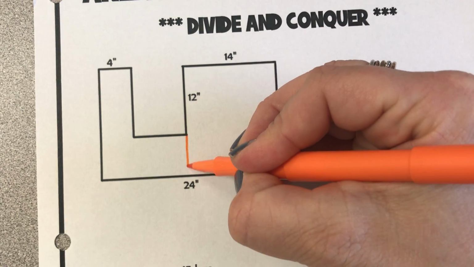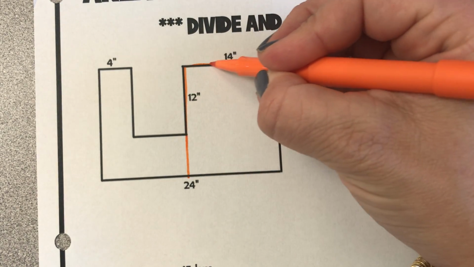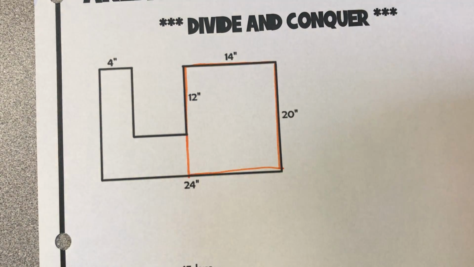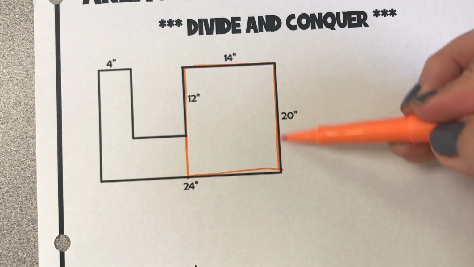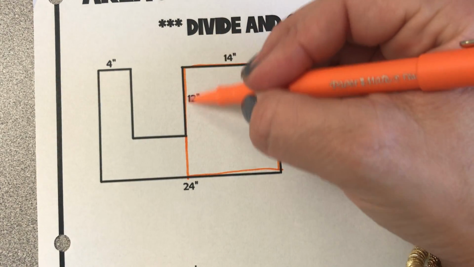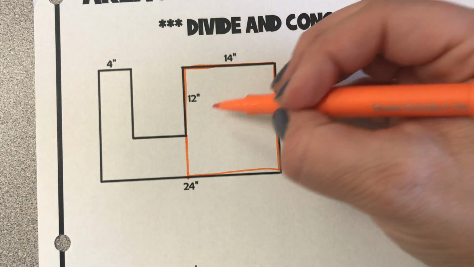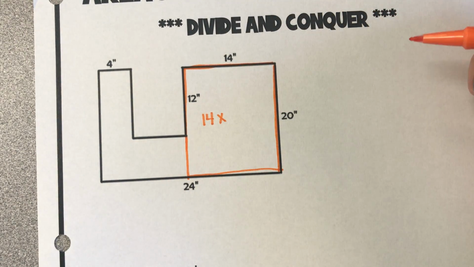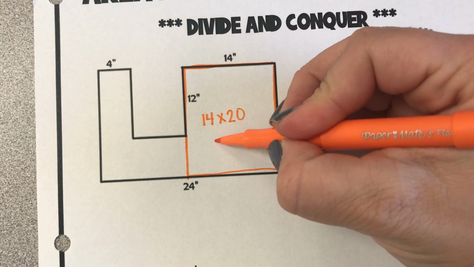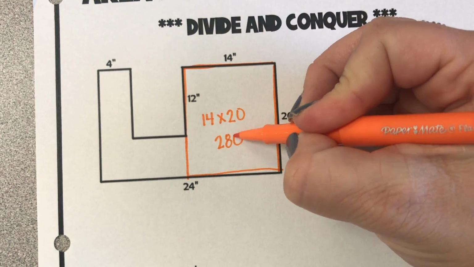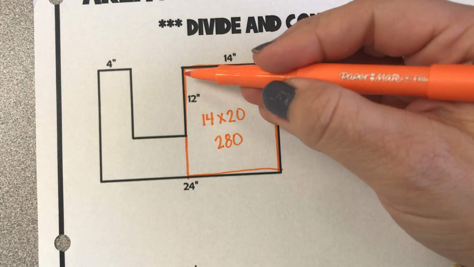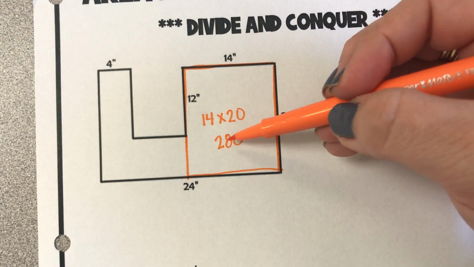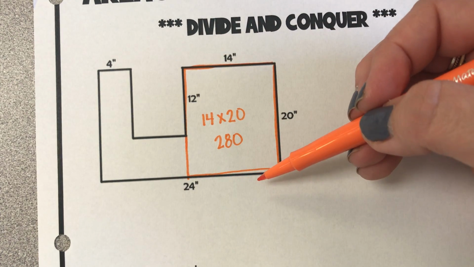So the first shape that I see is this area right here, the main area. Let's figure out the dimensions of it. I can tell it's a rectangle. It's 14 inches across, and it's 20 inches tall. So 14 by 20, I can use my calculator, is 280. So I will need 280 square inches of carpet for this part of my bedroom.